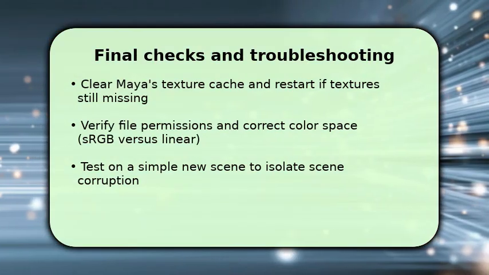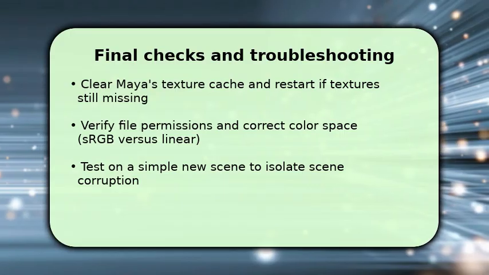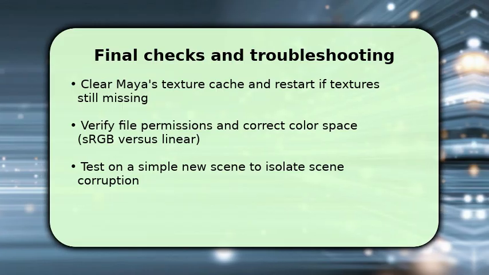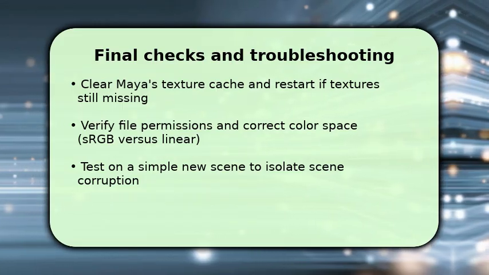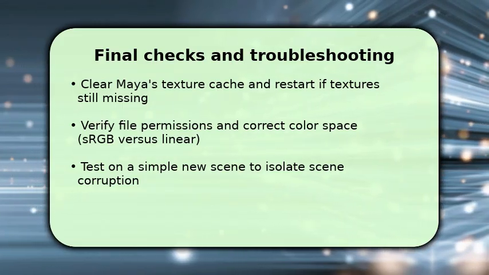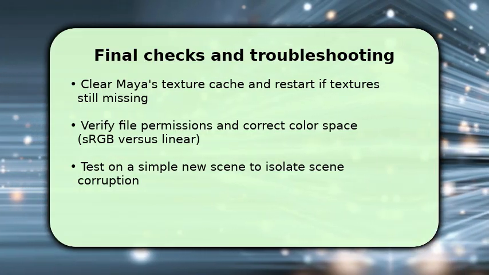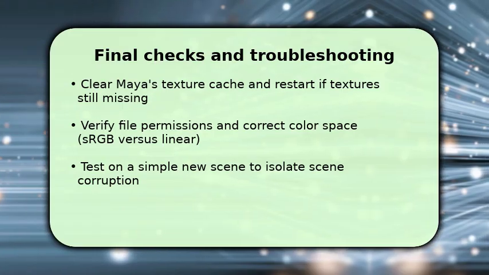Save, then clear Maya's texture cache and restart Maya. That often forces updated paths to reload. If problems persist, check OS file permissions and ensure image color space matches your workflow. sRGB for color maps, linear for data maps, because wrong settings can make textures look absent.